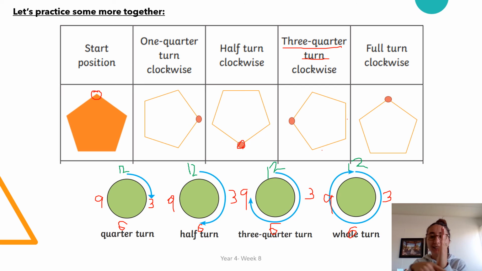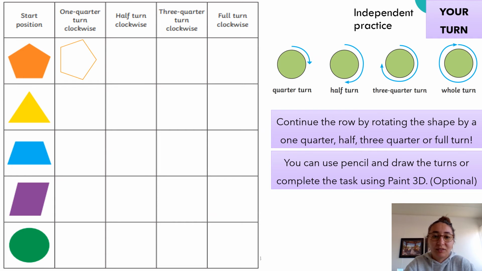From 12 to 6 is half of the circle, and then from 12 to 9 is 3/4 of that circle. Okay, and then you've got your full turn clockwise, which basically goes from one point back to the other because it's done a full turn. Might even remind you of angles there. You're going to now complete activities that are similar and practice doing quarter, half turns, 3/4 turns, and clockwise full turns, sorry. We're just focusing on clockwise today.